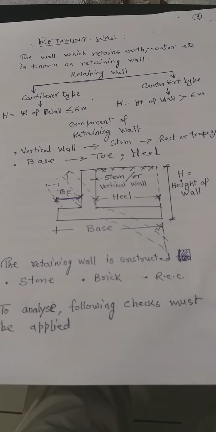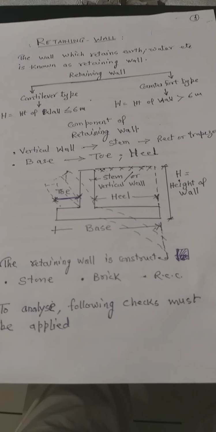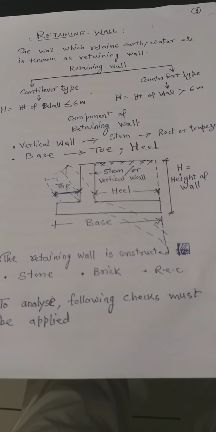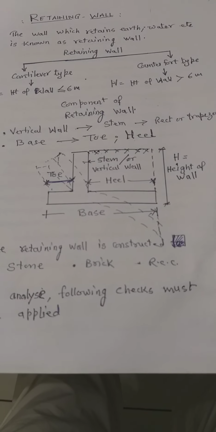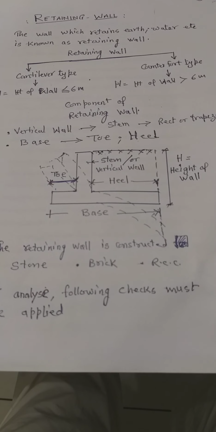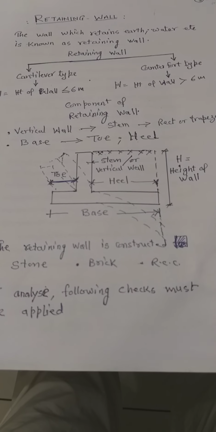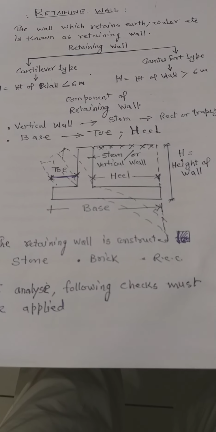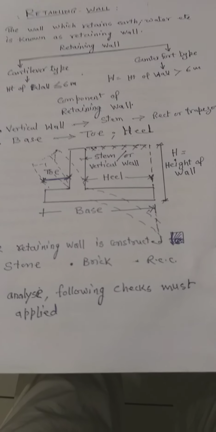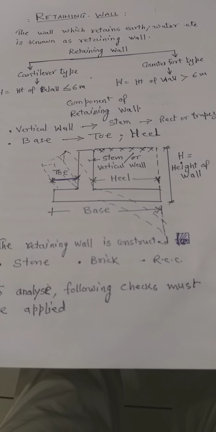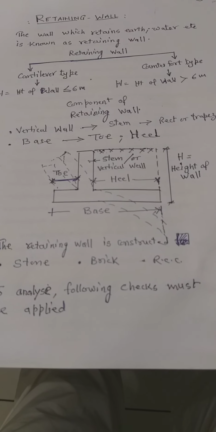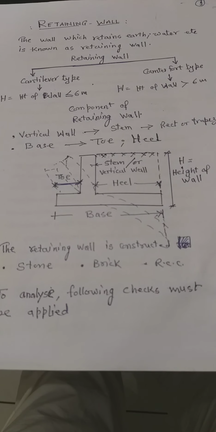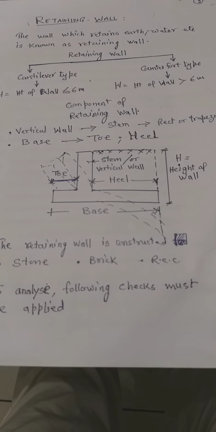Cantilever type of retaining wall is only used when the total height of the retaining wall is limited to 6 meters, and counterfort type of retaining wall is only used when the height exceeds 6 meters. What are the components by which the retaining wall is constructed? Then we have to see how many components there are.